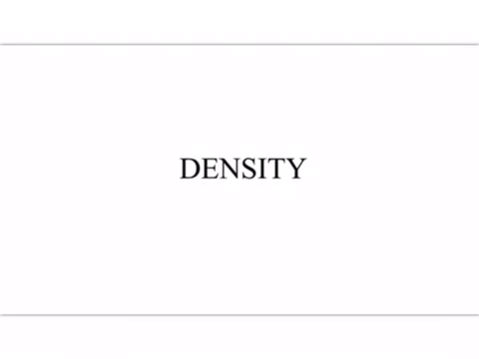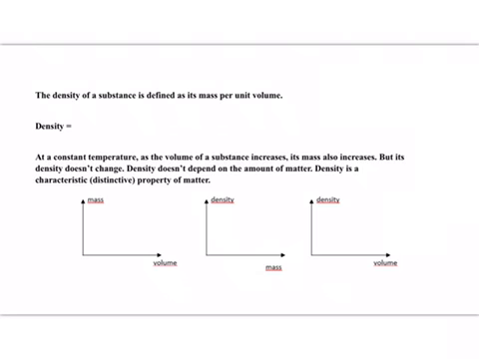Hi students, in this video we are going to cover density. As a definition, density is defined as mass per unit volume. So density is equal to mass per volume. By symbol, D is equal to m over V.